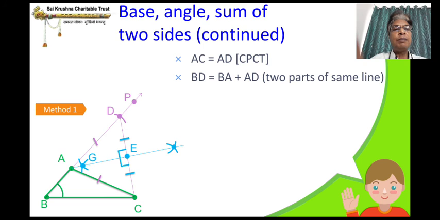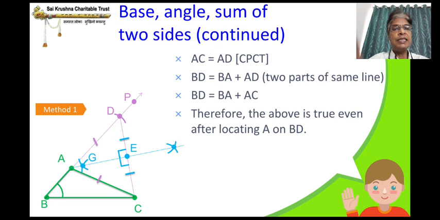BD equal to BA plus AD. That is two parts of BD. You can see one line we drew earlier, which is nothing but BA plus AD. That is, BA is a line segment, AD is a line segment. Together it becomes BD. Now I am replacing AD with AC. BD equal to BA plus AC. Therefore, the above is true even after locating A on BD.